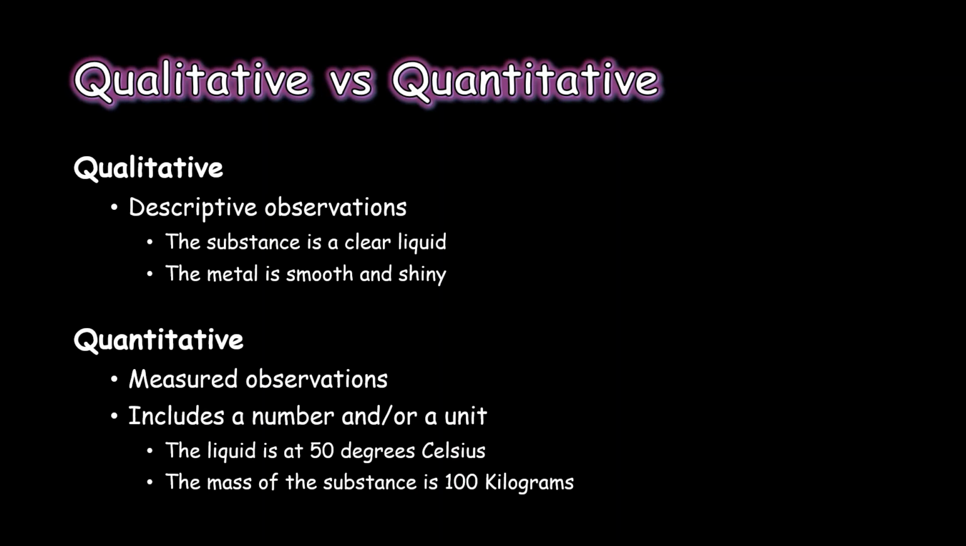And we can describe our observations as either qualitative or quantitative. Qualitative is where you describe something, so it's not a number. For example, we have two examples here, describing qualities of our liquid and our metal. Our metal is smooth and shiny and our liquid is clear. So clear, smooth, and shiny will be qualitative observations, so descriptive observations. And then we have quantitative, where numbers are observed.